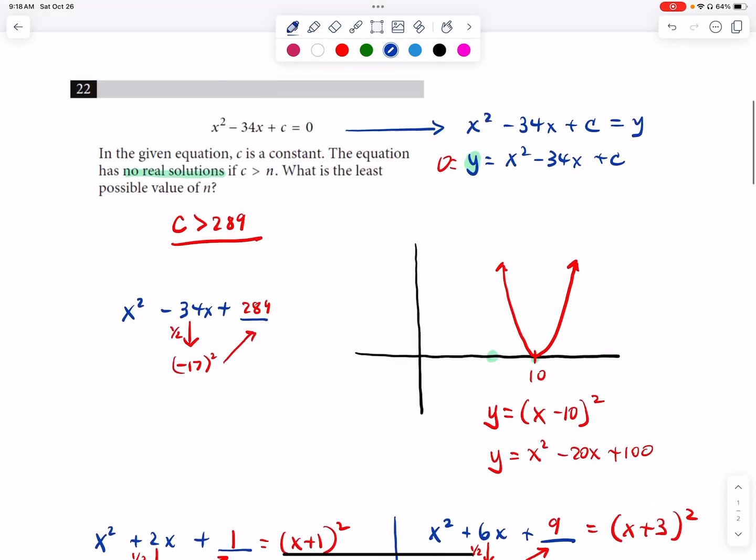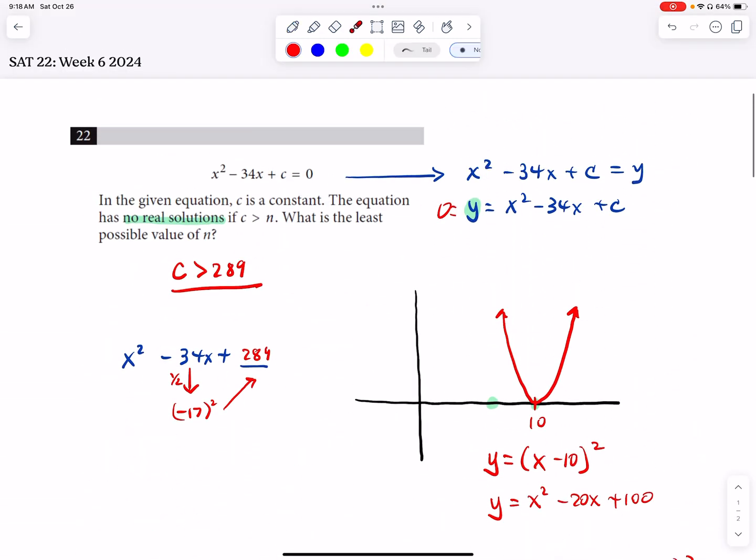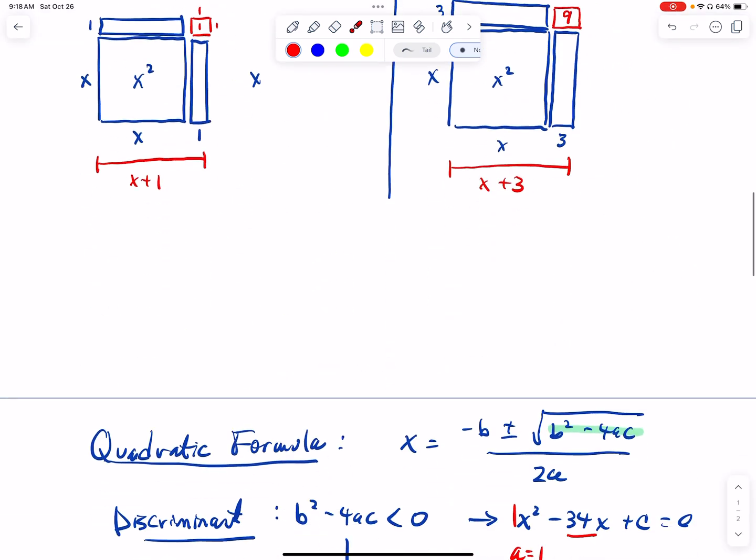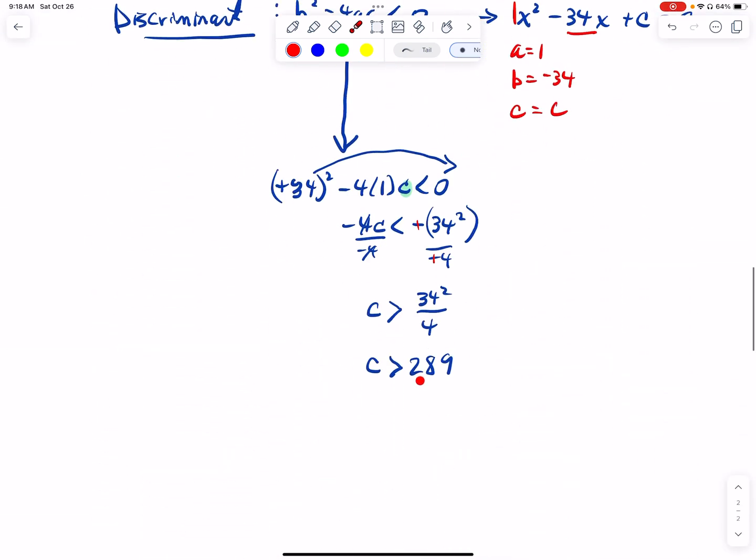Now remember, the way the question was formatted is that you're looking for a value of n such that c is greater than n. What we just got is essentially this thing. It's in red here, and when we solved it down here it's in blue, but it's the same thing. This value is our n value. So this is our n.